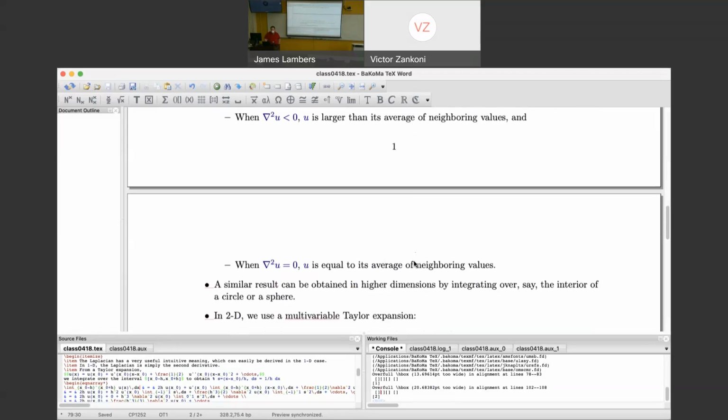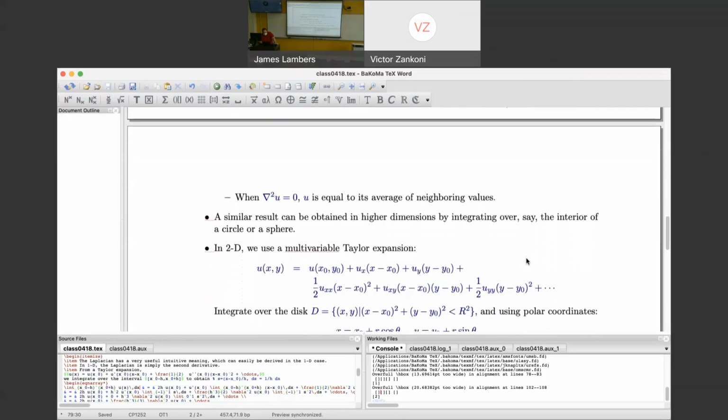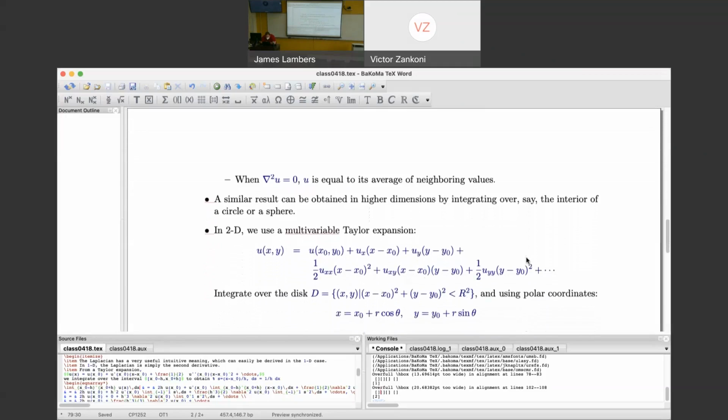Now, here I just focused on the one-dimensional case, just because the integration is easier to handle. But you can work out similar results in higher dimensions. For example, in 2 dimensions, you're integrating over a disk with center x naught, y naught, and radius r. Or if you are in 3 dimensions, you're integrating over a ball with a certain center and radius. In fact, here we have the 2-dimensional case.